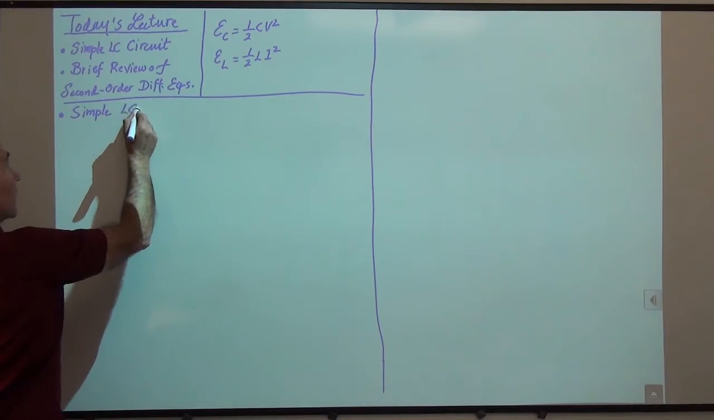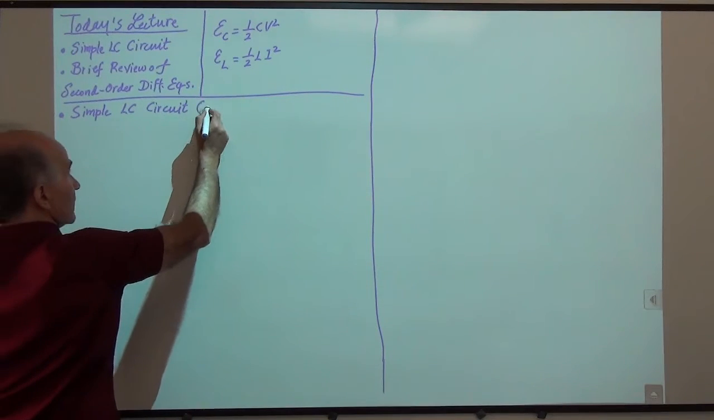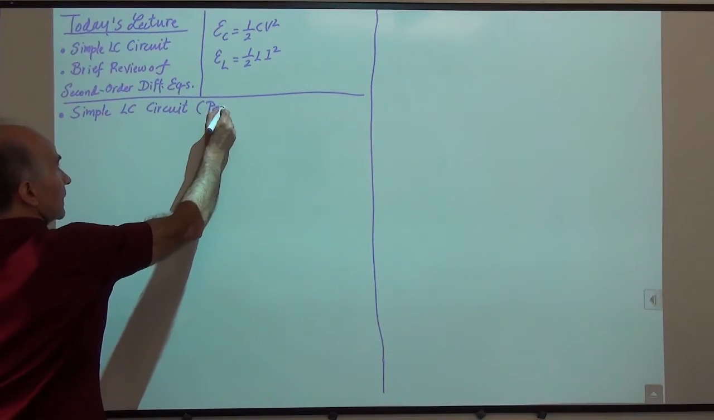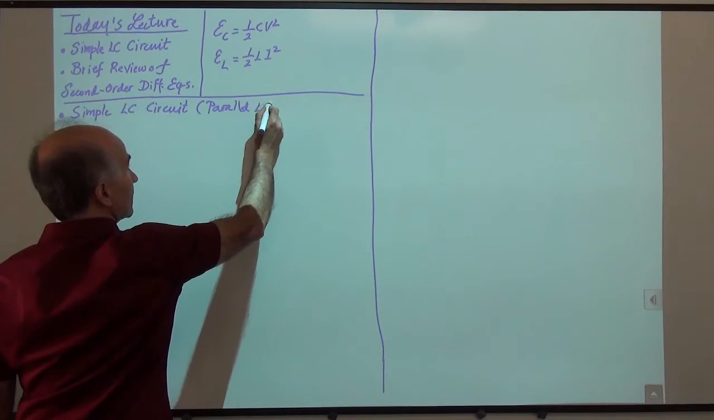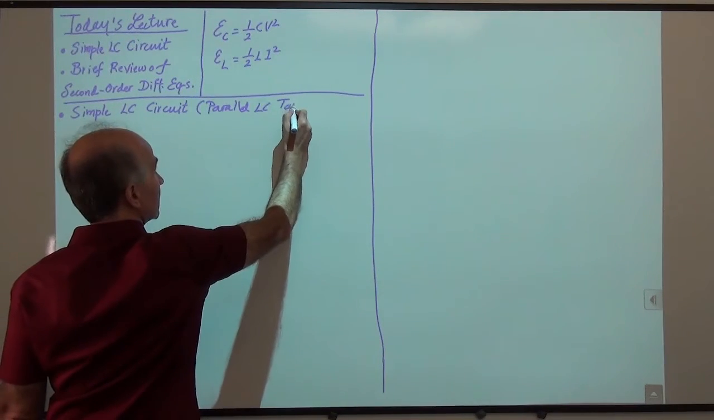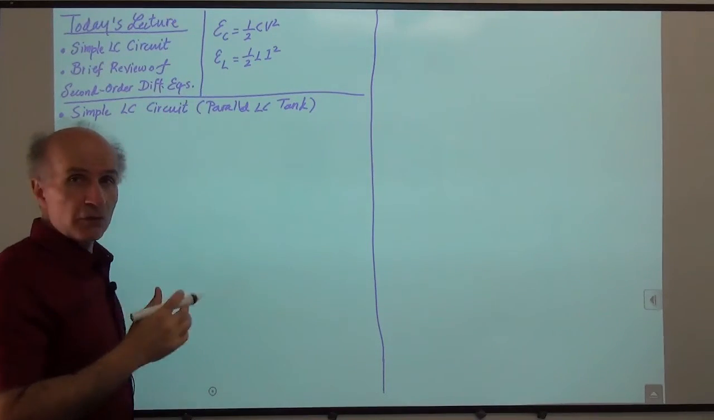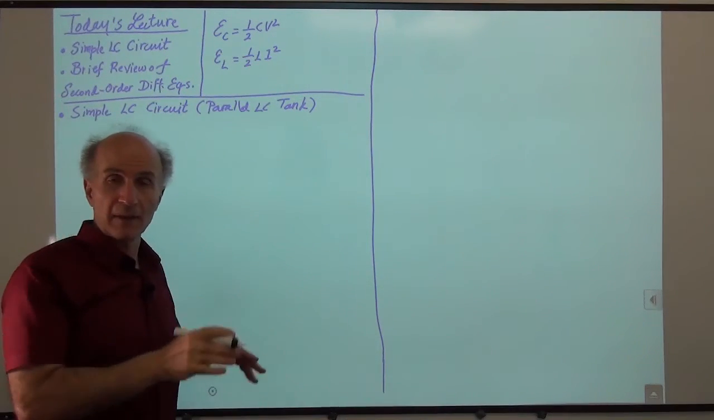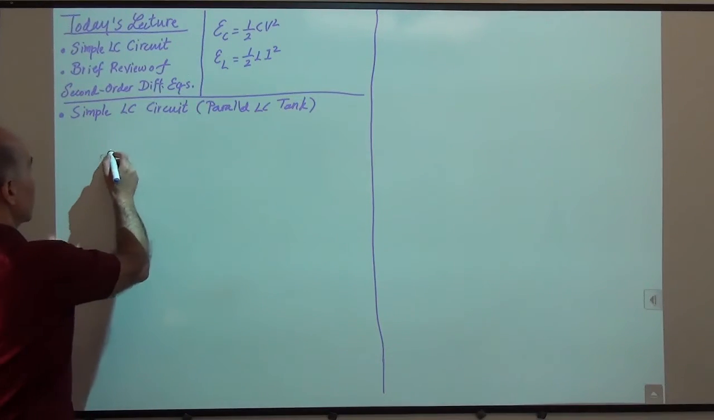So, a simple LC circuit. Sometimes it's called a parallel LC tank. This word tank has all sorts of historical reasons behind it. We won't get into that, but it's called a tank, an LC tank. And here's what we had.